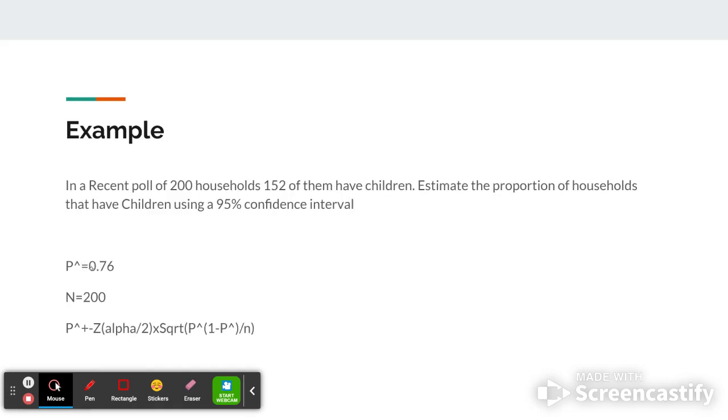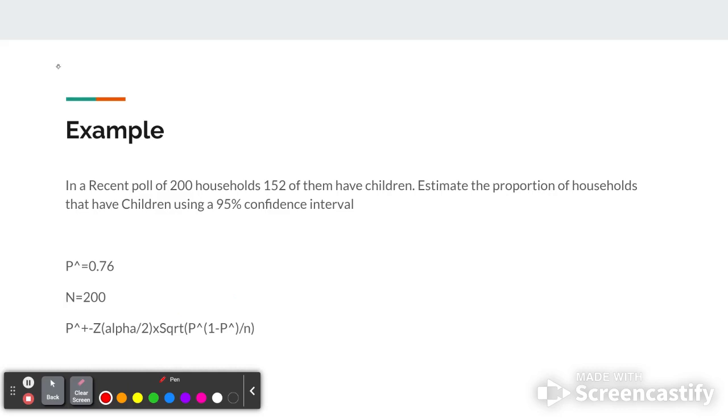And so we're finally on to my example. I just set up a random scenario. In a recent poll of 200 households, 152 of them have children. Estimate the proportion of households that have children using a 95% confidence interval. I've listed out what I already found to be the proportion, 0.76, and the sample size of 200, and I've rewritten the formula again on this page. So we can go ahead and start writing out that formula.